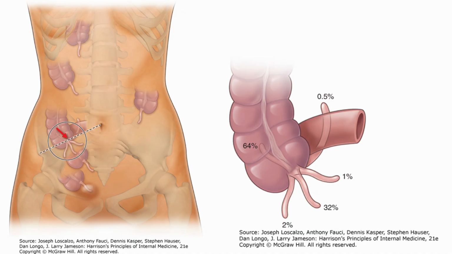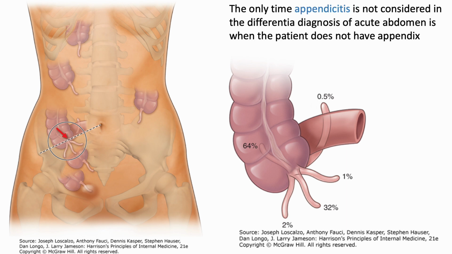Here I just want to emphasize that appendicitis sometimes can be really challenging to diagnose, based on the location of the appendix. And generally it's said that the only time acute appendicitis is not considered in the differential diagnosis of acute abdomen is when the patient does not have an appendix. And that's why whenever the surgeon is doing a laparotomy for acute abdomen and they find the appendix not inflamed, they look for another cause, and they usually take the appendix out so that if the patient has any other acute abdomen in the future, they know that it's not appendicitis and they start looking for other differential diagnoses.